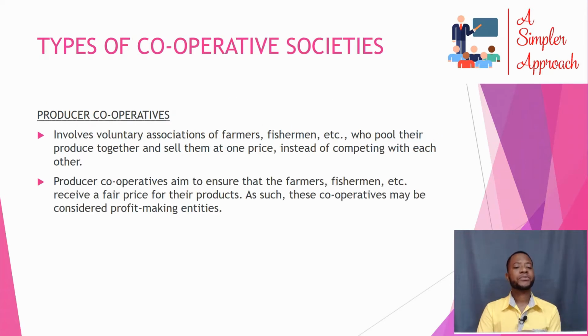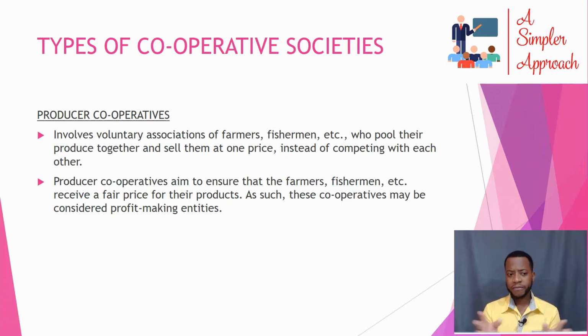All right? Now, there are two types of cooperative societies. The first is what we call producer cooperatives. This type of cooperative includes persons like farmers or fishermen. And what they do, they pool their resources together and sell them at one price instead of competing with each other. You sell it for 100, you sell it for 120, you sell it for 150. Instead of doing all that, they just bring everything together, sell it at one price so that everything runs a little smoother.